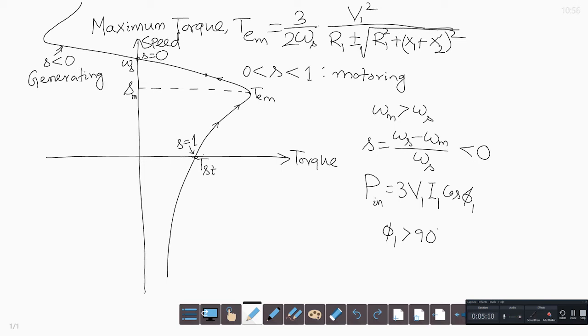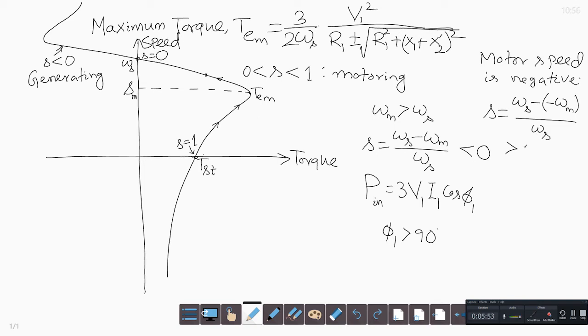And when the speed is negative, the motor is rotating in the opposite direction. So, slip is omega s minus omega m divided by omega s, that is greater than 1. So, this corresponds to the braking operation, and that is given in the fourth quadrant when slip is greater than 1, and it is the braking operation of the machine.